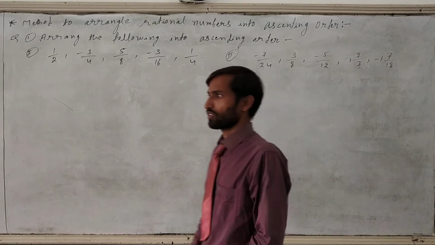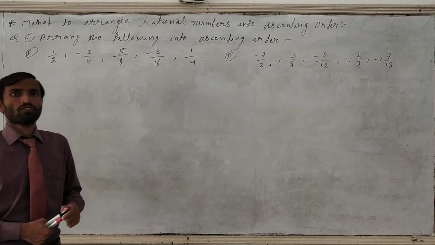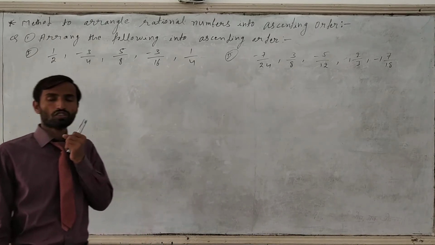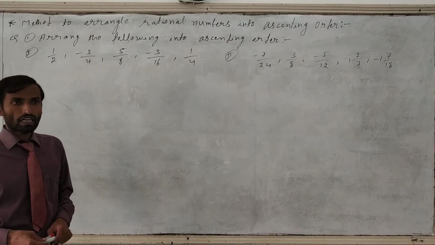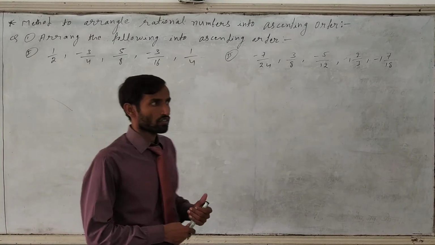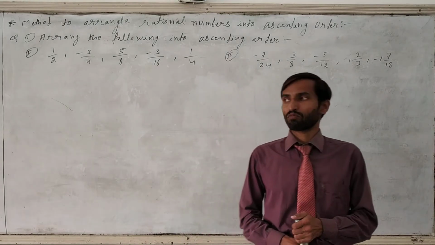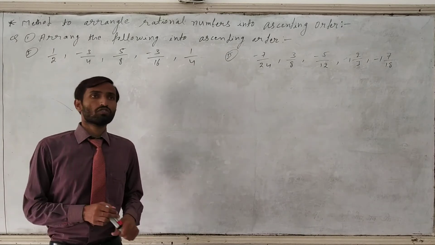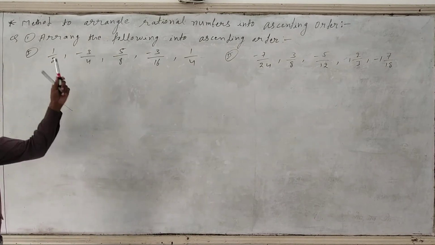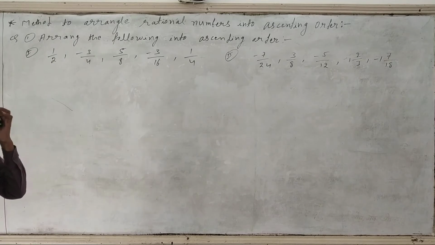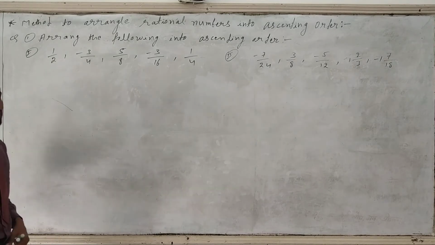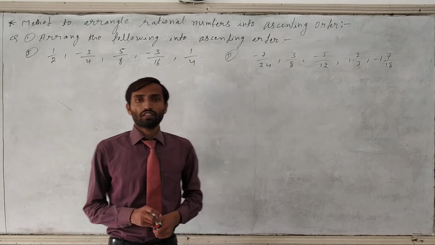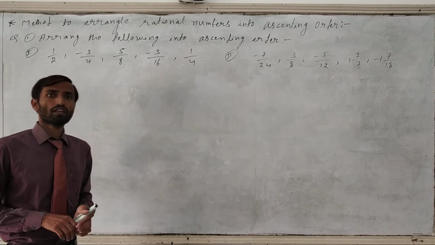Hello students, in the last video we saw how to compare two rational numbers, whether lesser, greater or equal, using the cross multiplication method. Now the next topic is the method to arrange rational numbers in ascending order. This type of question you will get in Exercise 3, question number 2: arrange the rational numbers from least to greatest.